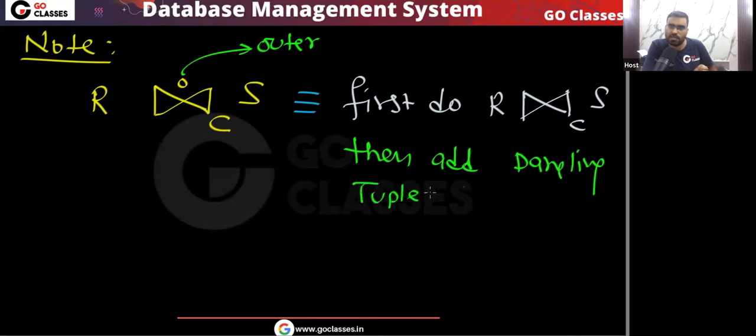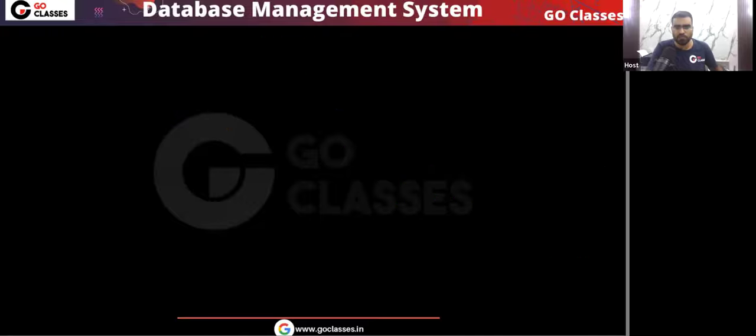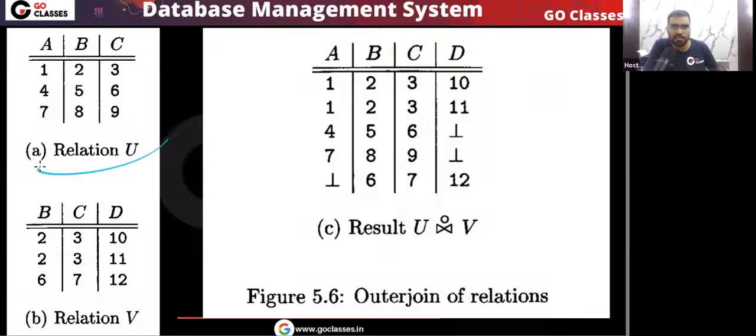Then add dangling tuples of both tables, of both tables using null values. With an example, all these points will become very clear. So let's see this example. This is your table U, this is your table V. And tell me what this symbol means.